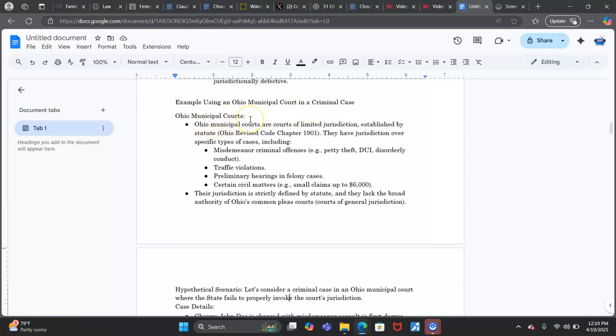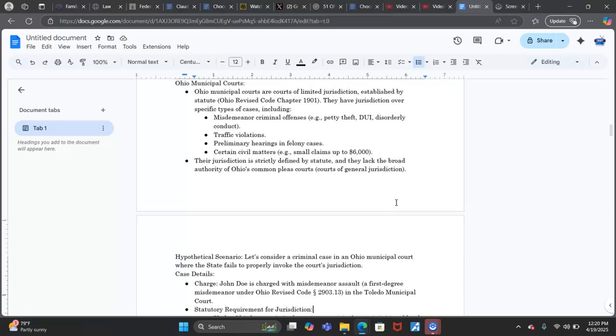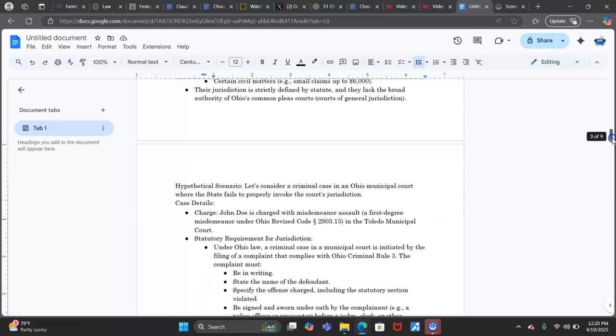Ohio municipal courts are courts of limited jurisdiction established by statute. I'm not sure if this is the right statute. They have jurisdiction over specific types of cases, including misdemeanor criminal cases, traffic violations, preliminary hearings and felony cases, certain civil cases. Their jurisdiction is strictly defined by statute, and they lack the broad authority of Ohio's common pleas courts. So Ohio common pleas courts are courts of general jurisdiction. Once that court starts exercising jurisdiction under statute, it's a legislative court.